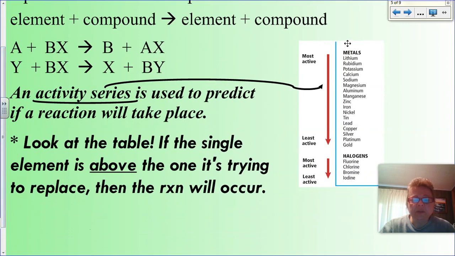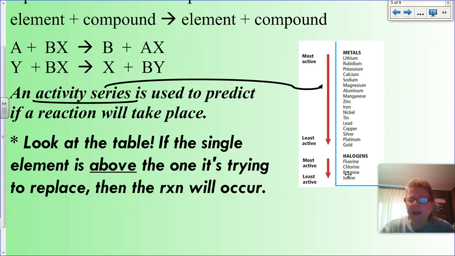So you absolutely have to have this table in order to figure out, does the reaction occur? And how you're going to be able to tell that is if the single metal is higher, if it is above the metal that is bonded, then the reaction will take place and the metal lower down will get kicked out. You'll see what I mean in just a minute.